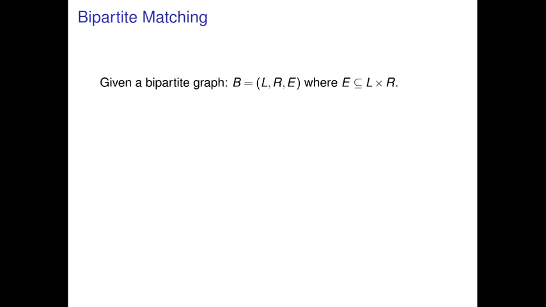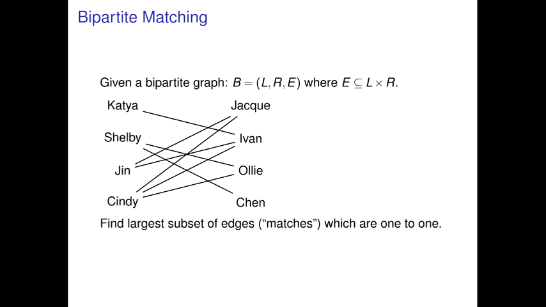Okay. So now we have this bipartite graph. We're trying to pair people up. This is dated, but you want to find the largest subset of edges which are one to one. So let's try to find one. Is that subset of edges one to one?